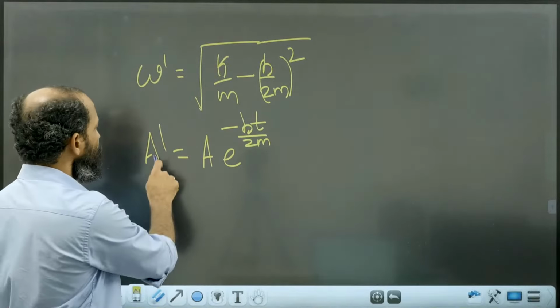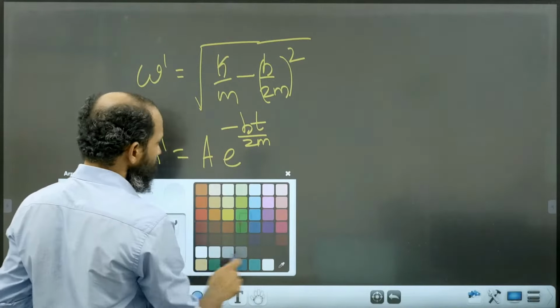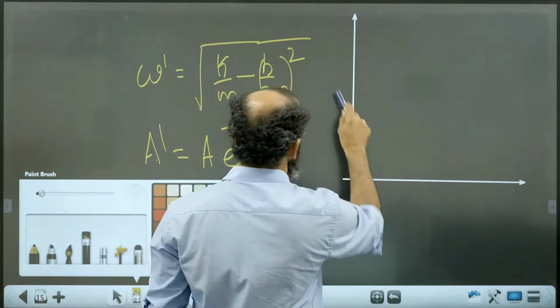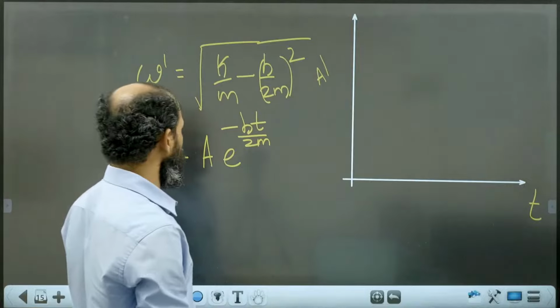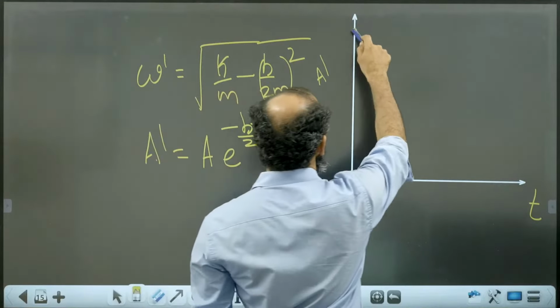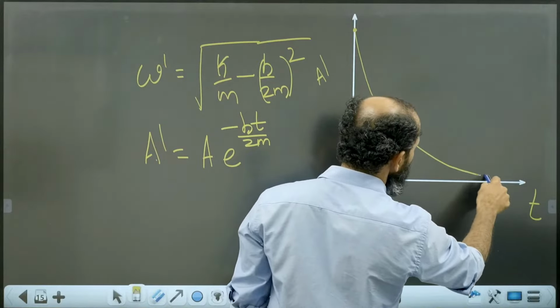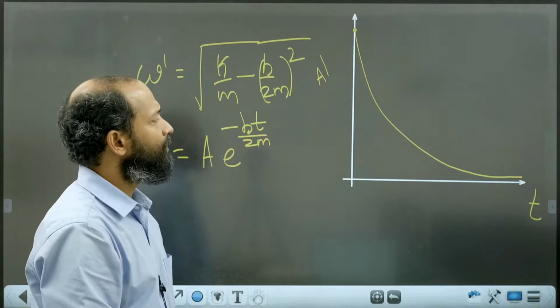So amplitude decreases exponentially. You go for a graph showing the variation of amplitude A dash on y-axis, time t on x-axis. At t equal to 0, the amplitude is maximum, A, and it takes infinite time for that amplitude to decay to 0.